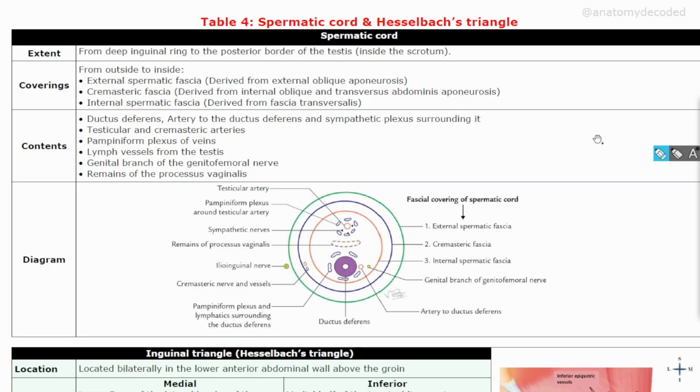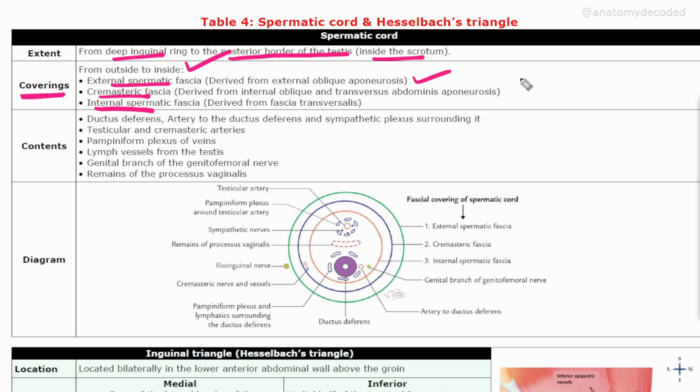Then the spermatic cord, I told you, it further has many contents. The spermatic cord extends from the deep ring to the posterior border of the testis, which is present inside the scrotum. There are many coverings of the spermatic cord from outside to inside. It is external spermatic fascia, cremasteric fascia, and internal spermatic fascia.